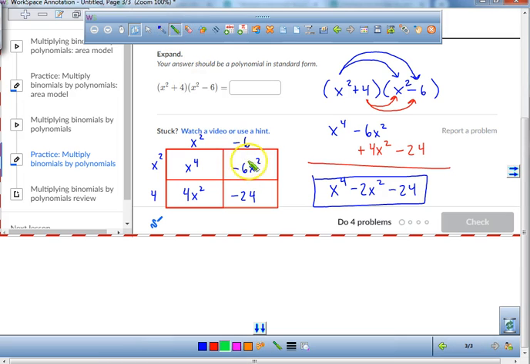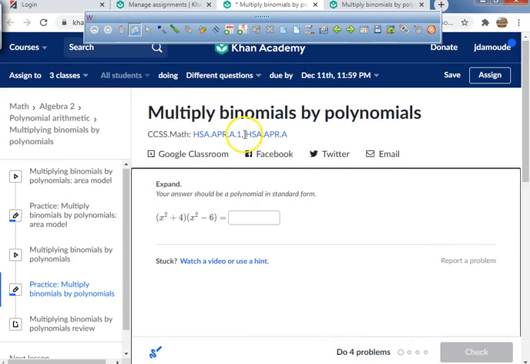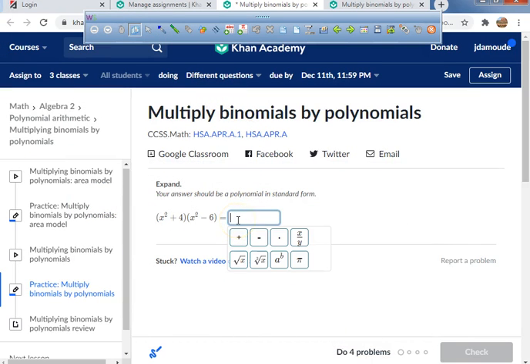And then what do you have to make sure you do? Combine the like terms. So what did we do before? We did the area model. Now you're just doing it without the area model, but could you still set it up in the area model if you like that method? Yes. So we're going to go ahead and type this in now. We're starting with what? X to the power of 4.